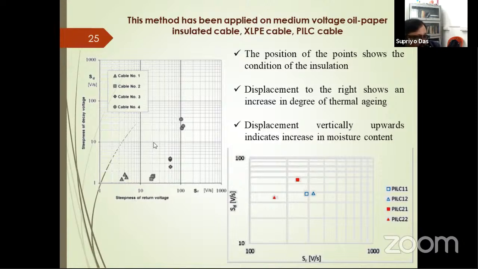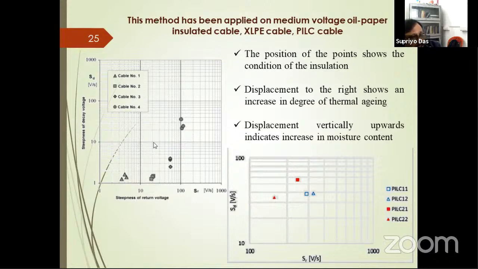Cable 1 is the triangle marker. So cable 2, cable 3 or cable 4, as they have shifted towards the right, have a higher degree of thermal aging. If the marker shifts vertically upward, it indicates an increase in moisture content. So if we consider cables 2, 3, 4, cable 4 has the highest moisture content because it has shifted higher up compared to 3 and 2.